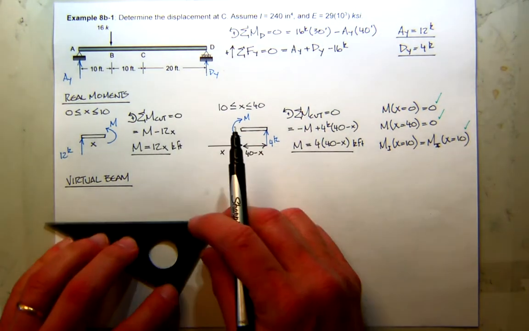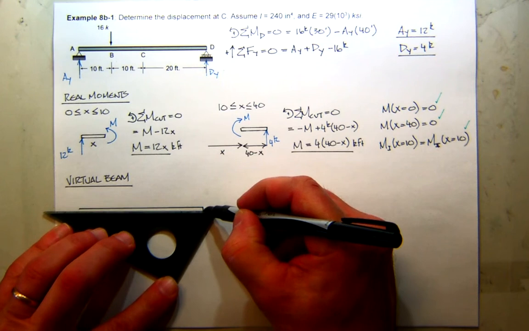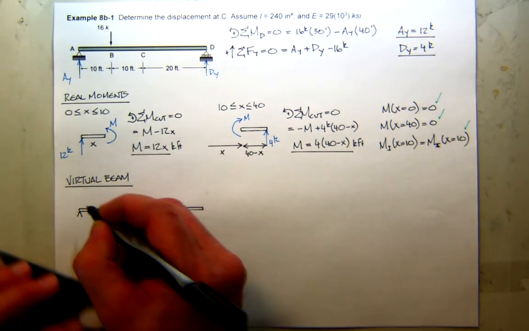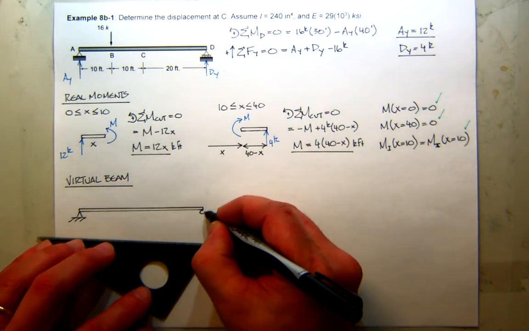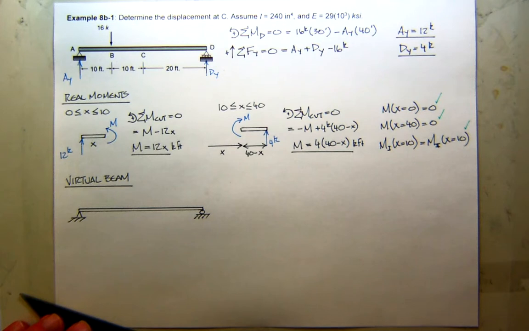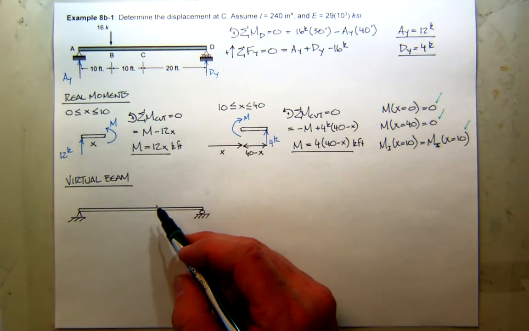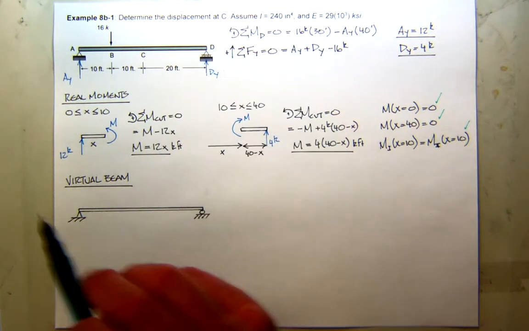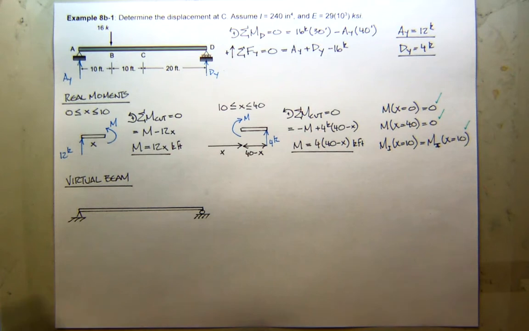Well, the first thing we do is the geometry is the same, right? The supports are the same. This is not conjugate beam. I don't have to do any kind of mapping. But what do I do? I take the real forces off, and now I put my virtual force on this beam. Where do I put it? Well, the problem wants to displace it at C. Where's C? Right in the middle. So that's where I put my virtual force.